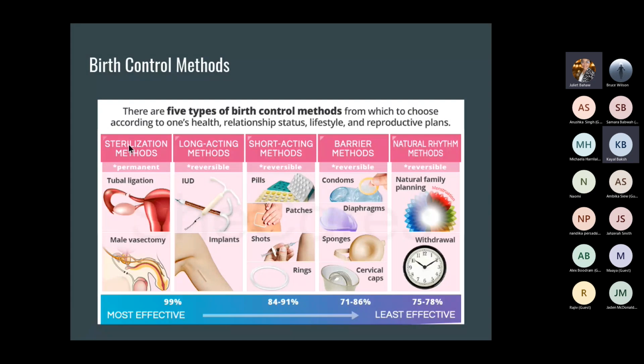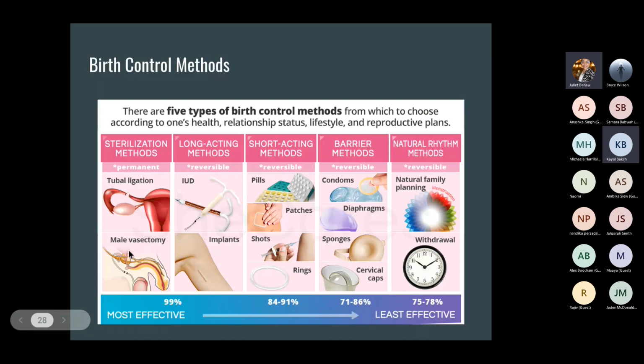Sometimes for sterilization methods, they mention surgical methods instead. So surgical is sterilization. The two sterilization methods, which are 100% effective, include tubal ligation, which is done in females, cutting and tying of the fallopian tube. When ovulation takes place, the egg is released but there's no entryway. The sperm cannot jump across.